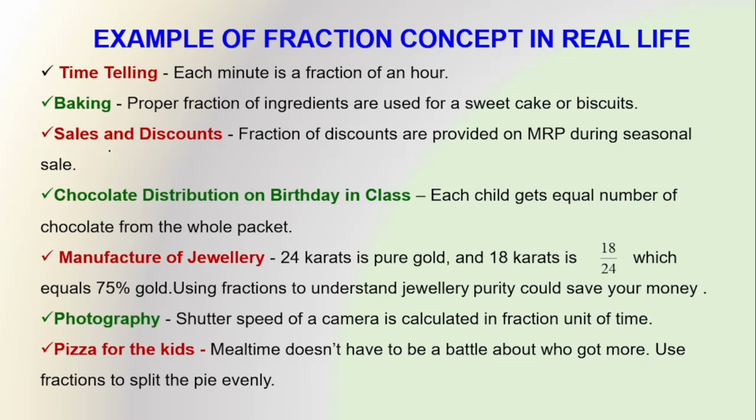Now also used in chocolate distribution at a birthday party, like each child gets an equal number of chocolates from the total packet. Suppose in the total packet there are 100 chocolates, and each student gets 2 chocolates, means 2 by 100. Now, manufacture of jewelry, that is 24 carat and 18 carat. 18 carat means 18 by 24, means we understand the quantity of gold in the jewelry, or the purity of the gold in the jewelry.